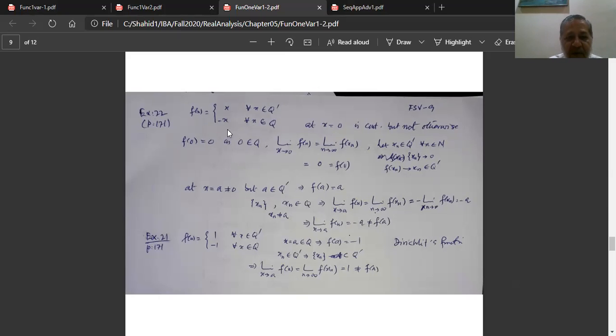Now what kind of graph this function will have can be shown. Let me try to use the whiteboard again.